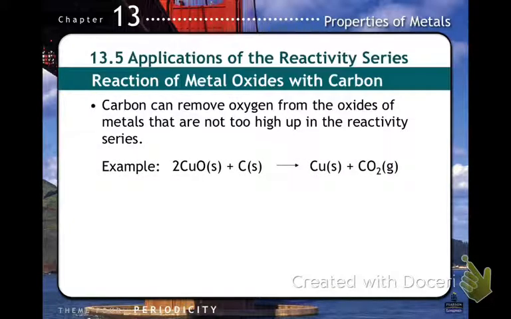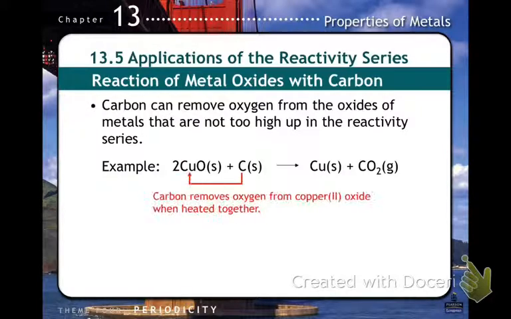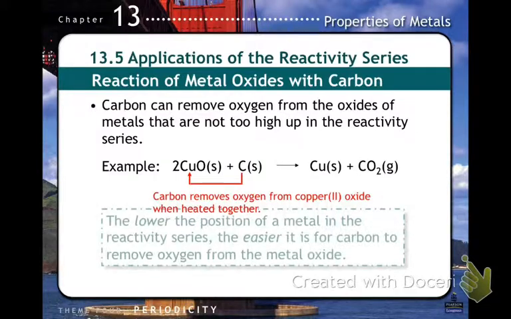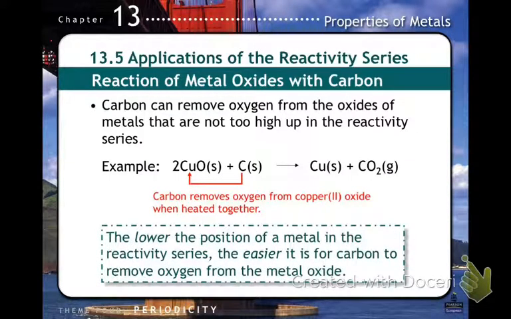Let's say for example copper 2 oxide plus carbon. Carbon can steal the oxygen away to form carbon dioxide and copper metal. So the carbon actually removed the oxygen from copper 2 oxide when heated together. So basically in this reaction, the carbon is considered like a metal per se, which is quite strange because carbon is obviously not a metal. So basically, the lower the position of a metal in the reactivity series, the easier it is for carbon to remove oxygen from the metal oxide.